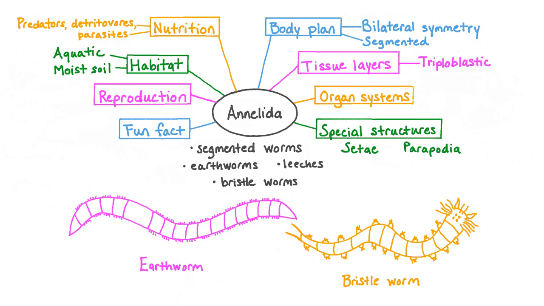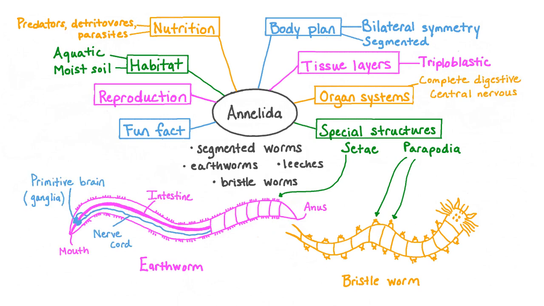The segments often have repeated internal or external structures, such as the bristle-like hairs called setae on earthworms, or the parapodia on bristleworms, both of which are used for locomotion. Annelids have a complete digestive tract and a central nervous system that includes a primitive brain composed of ganglia. Some species have eyes, and earthworms can actually sense light with special receptors in their skin, enabling them to move away from the light and stay safely buried in dark, moist soil.